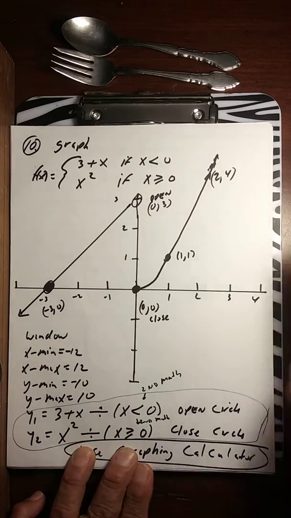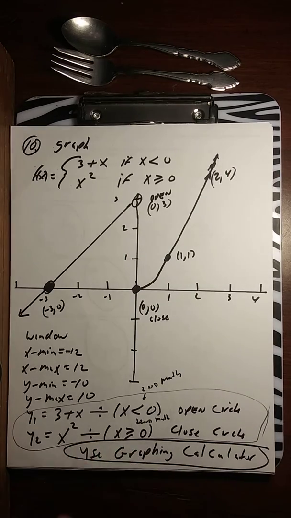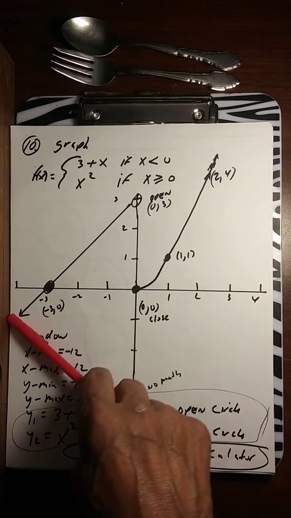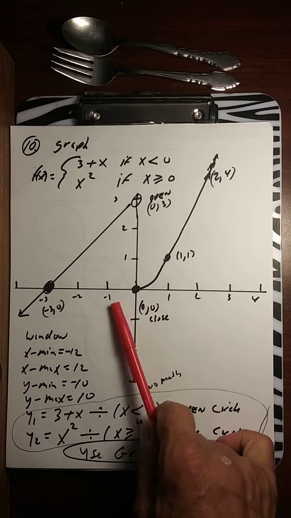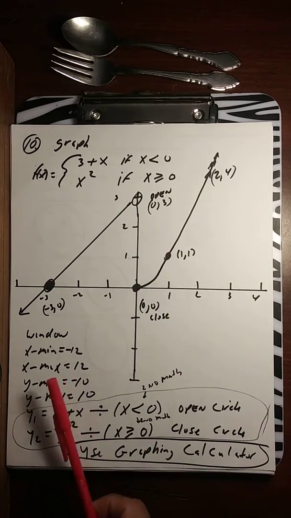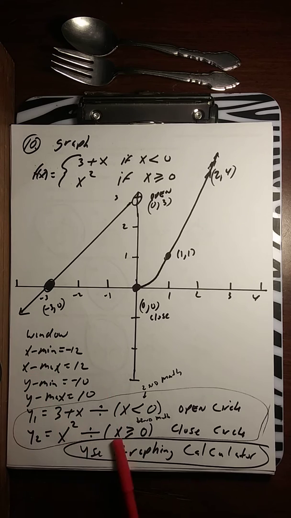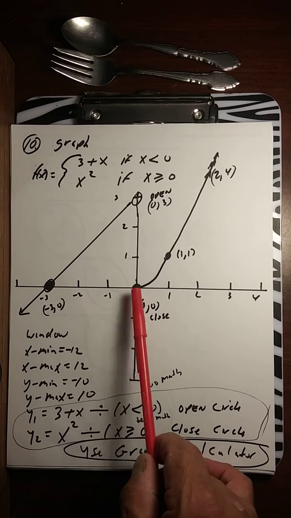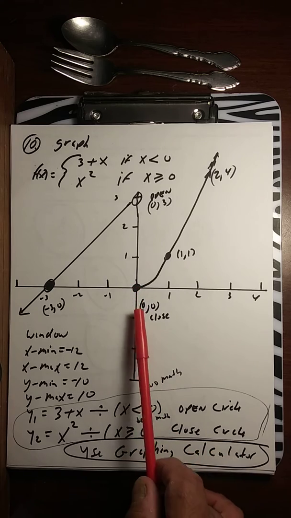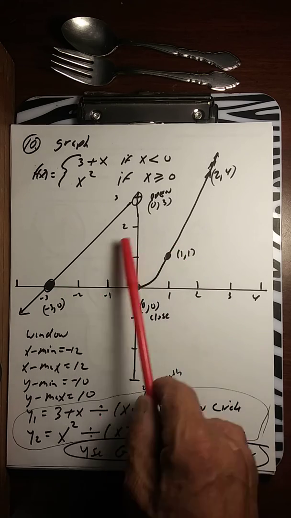Okay. Now it goes from there to there. Negative 3, 0, there's the intercept. 0, 0. There's 1, and then it goes up. So we did the window, y1 and y2, so we do have all the numbers we need. The x-intercept, and this is a y-intercept also. This one's closed. This one's closed. This one's open.